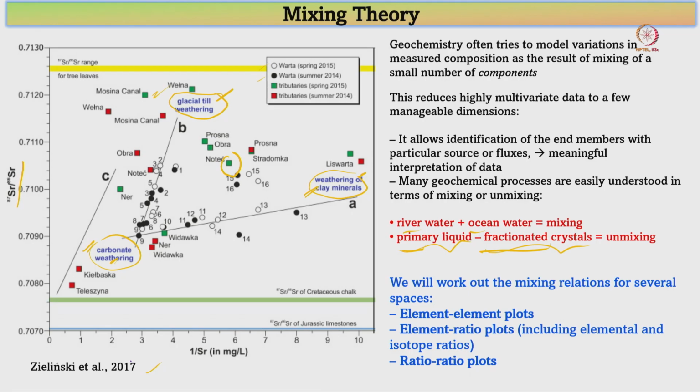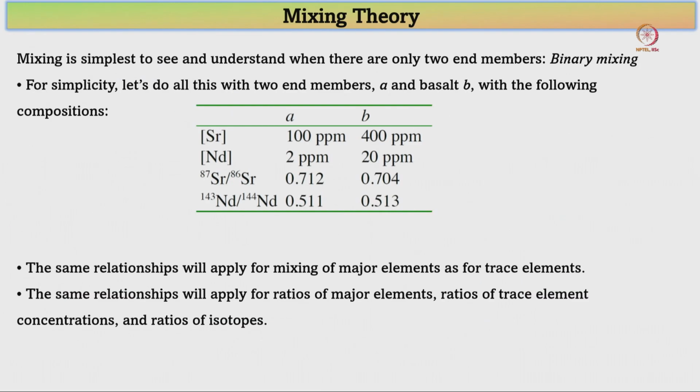So, we are going to work with particular spaces. One is the element plot. We are going to plot two elements on the x axis and the y axis. That is called the element plot. We have the element and ratio plot, where we have one element and one isotope ratio. Or we have ratio plots, where both the axes have isotope ratios. And we are going to see how we are going to plot this.